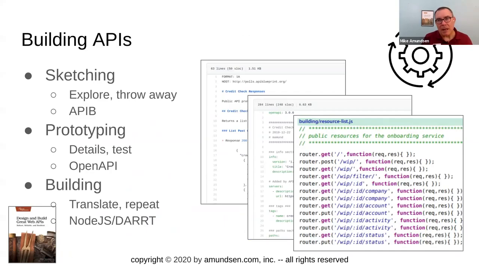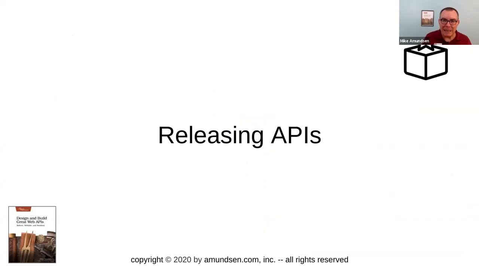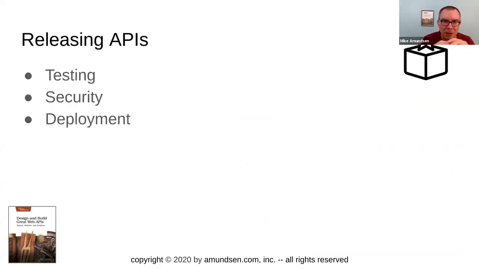Now, there are lots of other things that go on. I needed to kind of create a group marker. So now I'm going to talk about releasing. And in the releasing, I want to talk about three things: testing, security, and deployment.